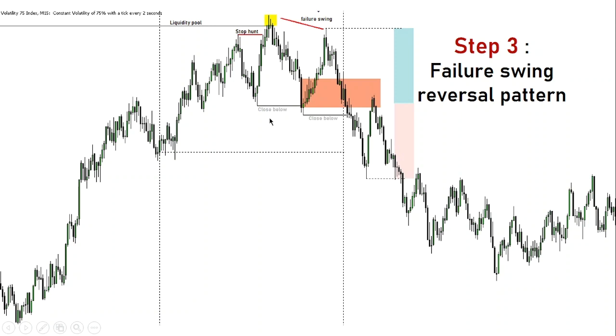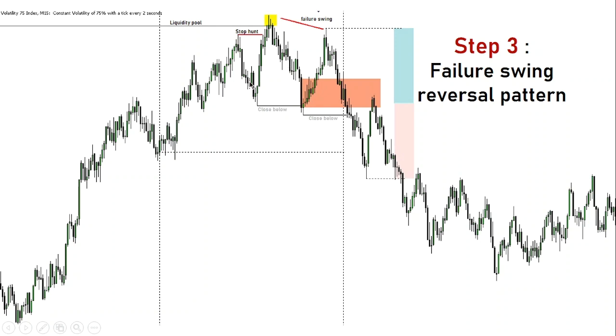So, stop hunt low: when the price closes below here, the expectation is for price to retrace back inside the range to a level of premium in here, and then from there. Now, we're not going to consider this a failure swing until we see a close below the low here, and that's when we see a close. So now it's a failure swing.